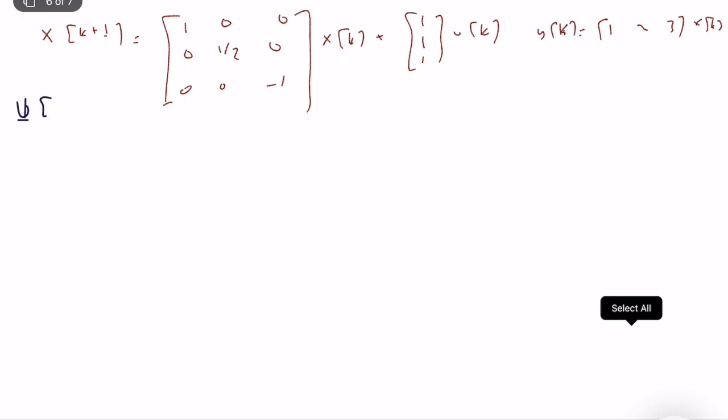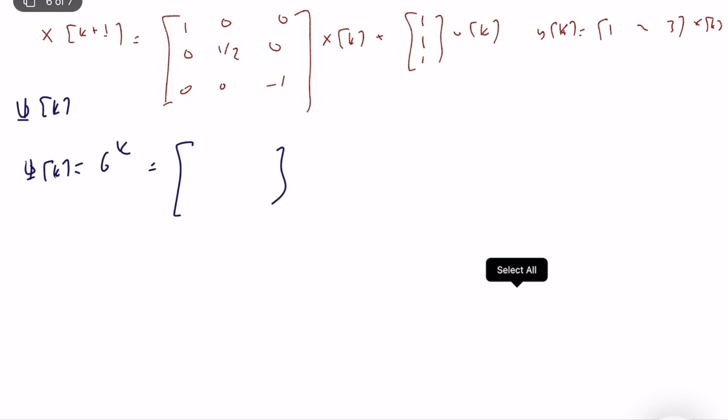So we need to compute phi of k, which is easy because phi of k is equal to g to the power of k, since it's in diagonal canonical form. In diagonal canonical form, you simply take the power of each diagonal element, so it's equal to 1, which is not changed, 0, 0, 0, 1/2 to the power k, 0, 0, 0, minus 1 to the power k. As you can see, it's very easy. We don't need to do any complicated derivations. The second question is to compute this using the z transform method.